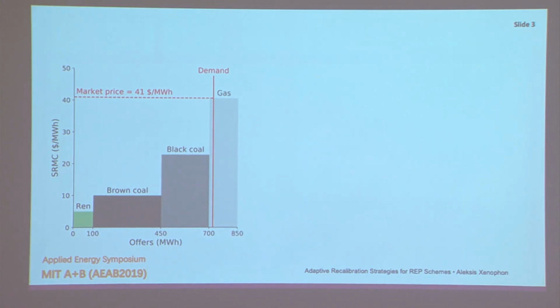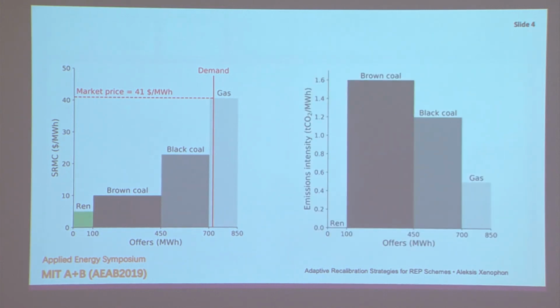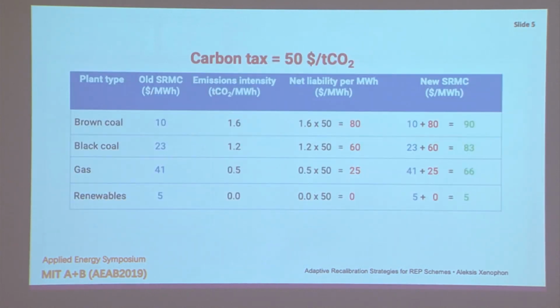Okay, so what's wrong with the business as usual case? Well, with the exception of renewables, these cheaper technologies are generally bad for the environment. So if we produce 1 megawatt hour of energy using brown coal, we're releasing around 1.6 tons of CO2 into the atmosphere. Okay, so how can we address this environmental economic conflict? Well, one approach is to implement a tax.